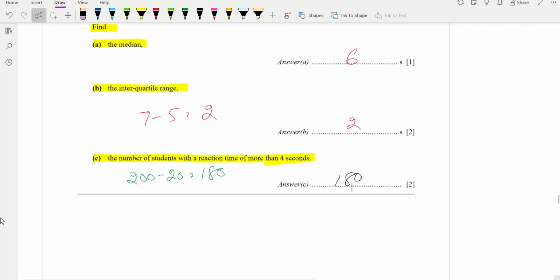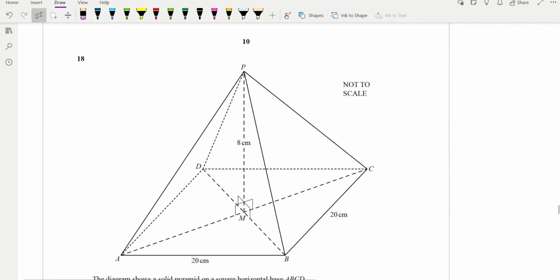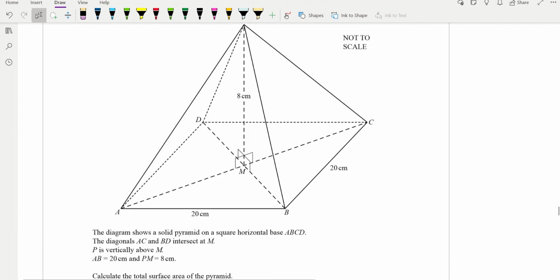Hopefully you understood this. Now next, question number 18, is a little trickier than what we have done so far. No problem, we will solve this one. The diagram is not to scale, and the diagram shows a solid pyramid on a square horizontal base ABCD. The diagonals intersect at M. P is vertically above M. AB is 20 and PM is 8. Now calculate the total surface area of the pyramid.